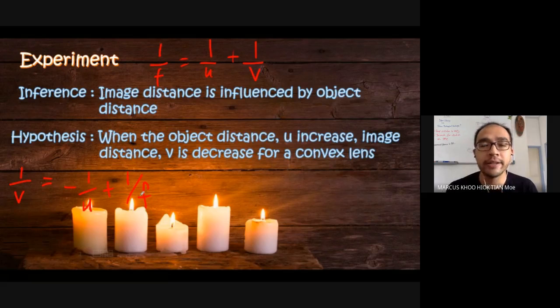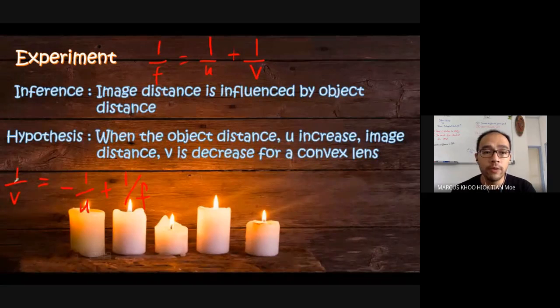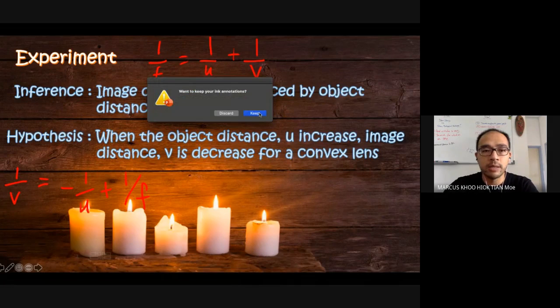Sorry, I changed slide already. Once again, if you cannot see the new slide, let me know. And I'm writing a lot of stuff. So 1 over V equals negative 1 over U plus 1 over F. Okay. You know what? I'm going to do a new slide over here.